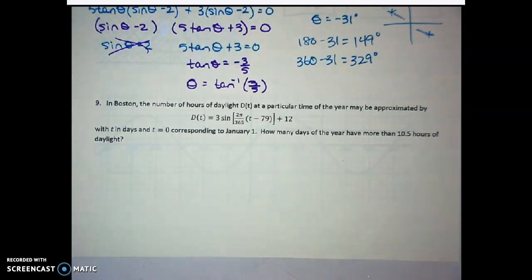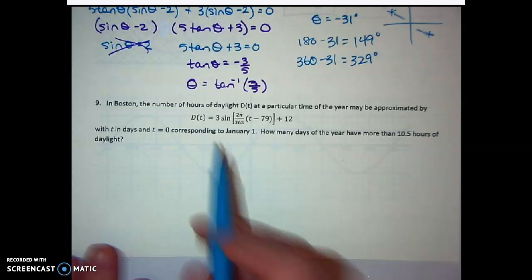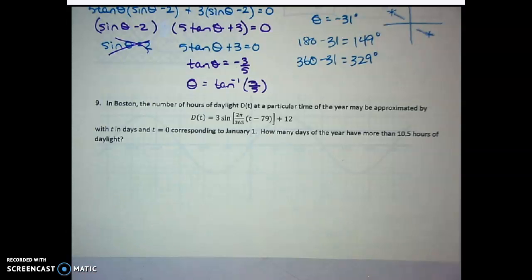All right, this last problem looks a lot nastier than it really is. In Boston, the number of hours of daylight, D of t, at a particular time of the year can be approximated by this, what looks to be a really ugly equation, with t in days and t equals 0 corresponding to January 1st. How many days of the year have more than 10.5 hours of daylight? So we basically need to solve for that t.